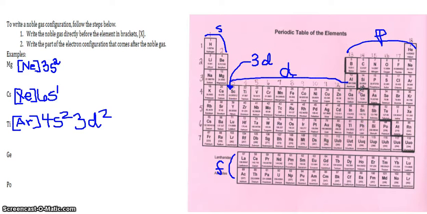Let's look at another one that requires us to go through the D. The next one we're going to look at is germanium, which is right here. It's number 32. The noble gas before it is argon. To get to germanium from argon, we have to go through the 4s. So we start again with that 4s2. We have to go all the way through the 3D, which is 10 total spaces. So we have 3d10.